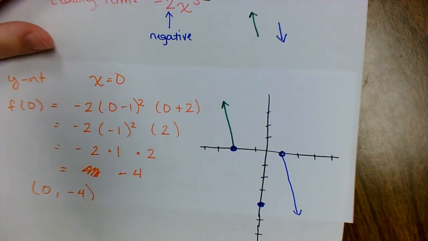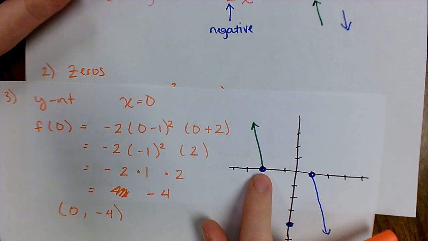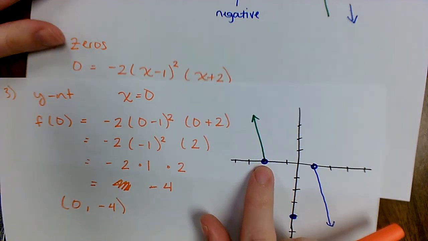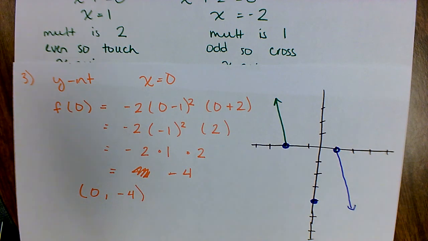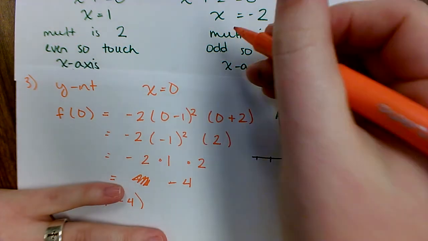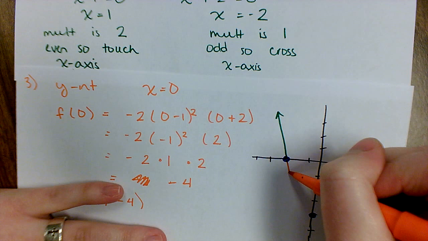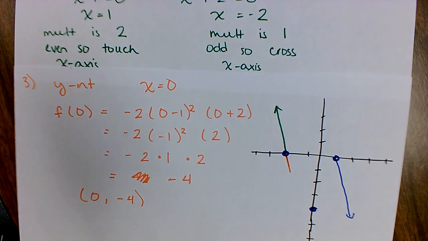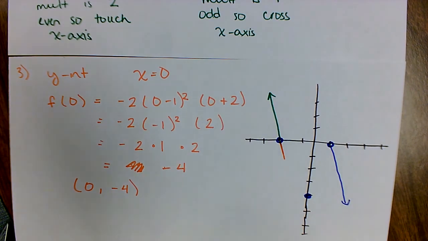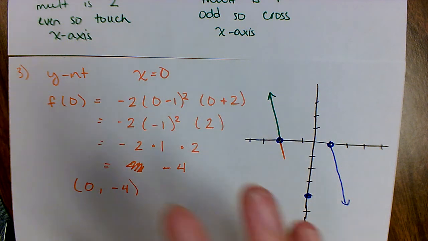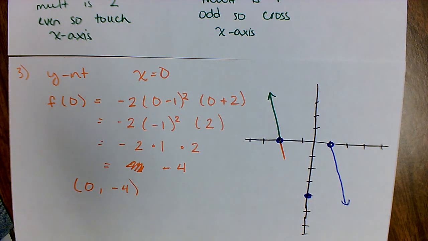Now we fill in the middle with our multiplicity information. So let's look at the multiplicity of this zero first. So this was my x equals negative 2. It had a multiplicity of 1. So that means it's odd, so it crosses the x-axis. I'm going to make a point in a minute. So I'm just going to draw it. I know it crosses like that.